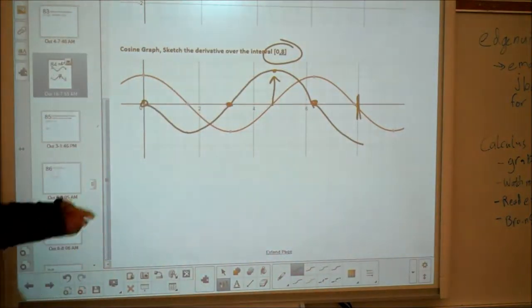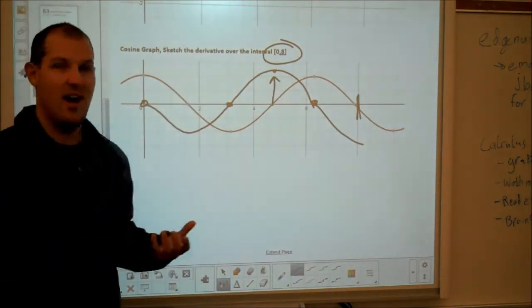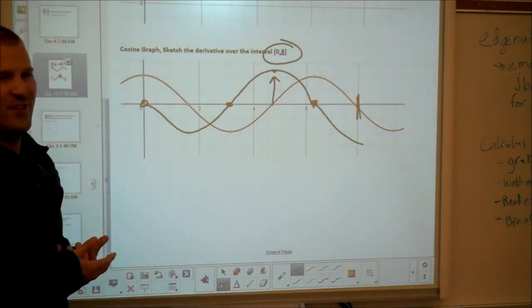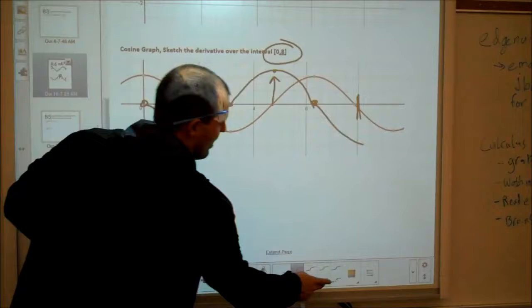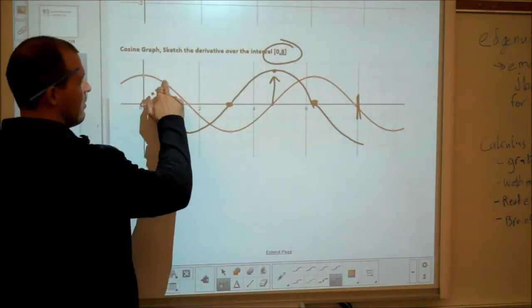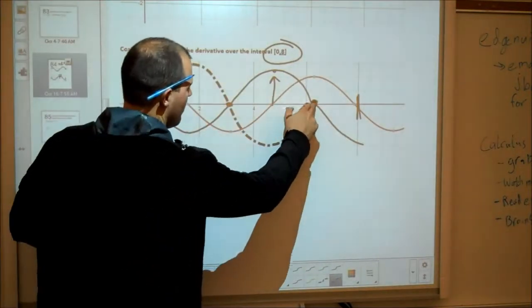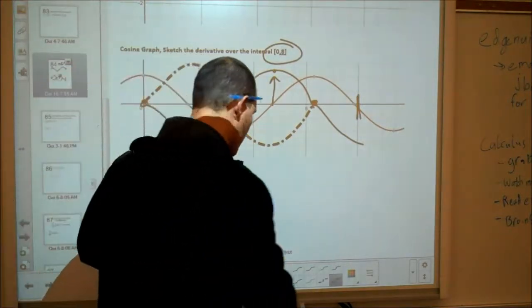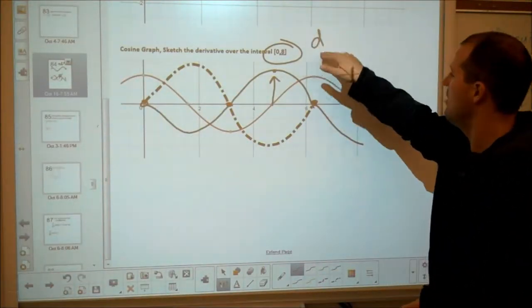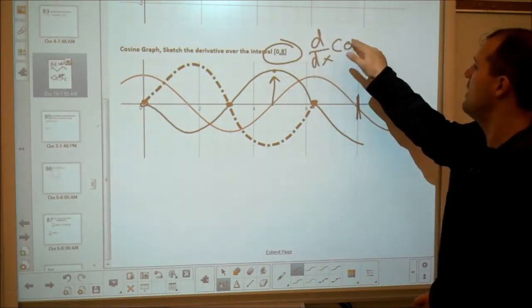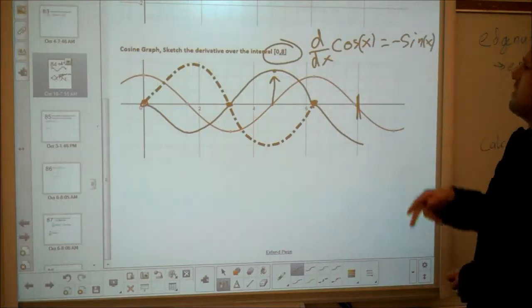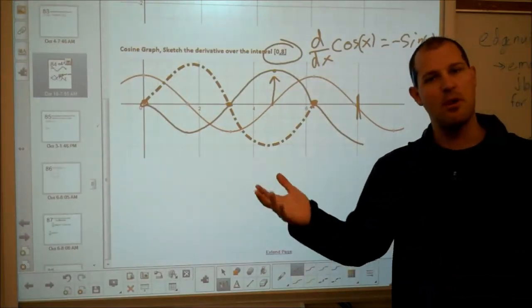All right. So my graph is a little sketchy, but we have to figure out what's the equation of that. Well, it looks an awful lot like a sine graph, except a sine graph normally starts here and goes up and down. So this is just a flipped version. So what's that function? It's negative sine. So the derivative with respect to x of cosine x is negative sine of x. That's our intro. Today we're going to learn how to use them.